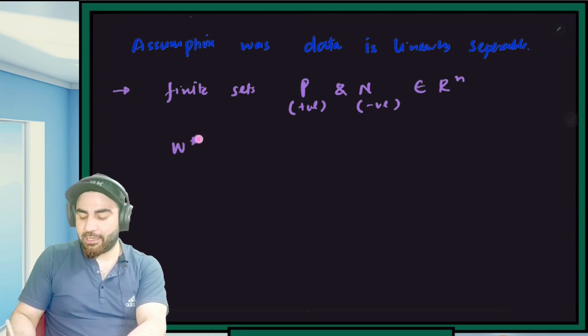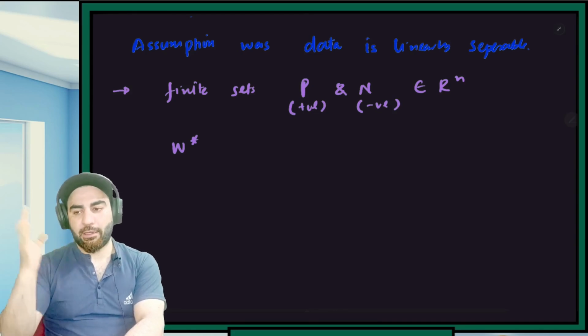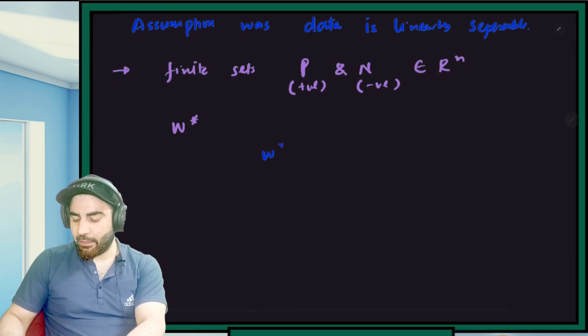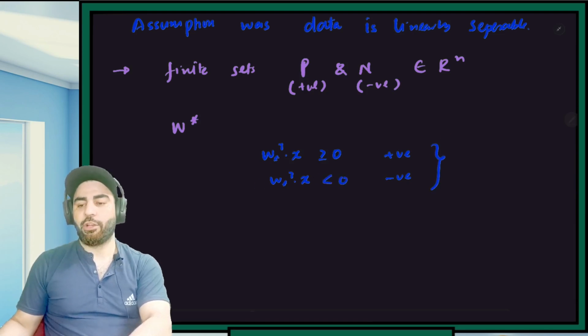We have to show that there is a W star. W star is that optimal W. It is that normal vector to the plane. So when we take a positive point, W star transpose x should be greater than or equal to 0 for positive points, and for negative points, W star transpose dot x, that is the dot product, should be less than 0. This is what I mean by convergence. It should not make any mistakes.